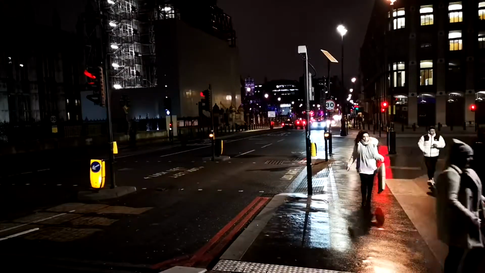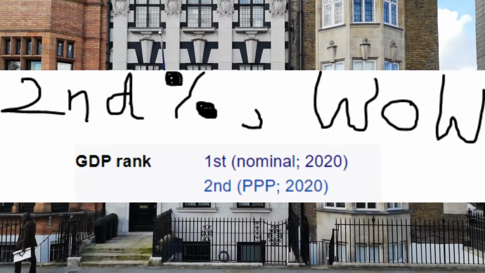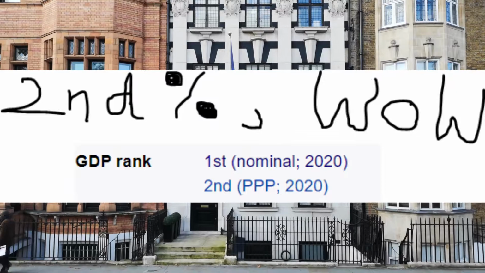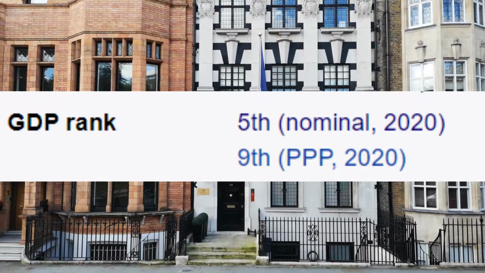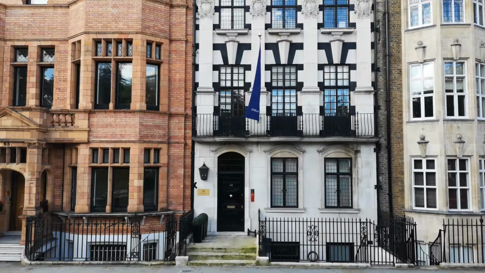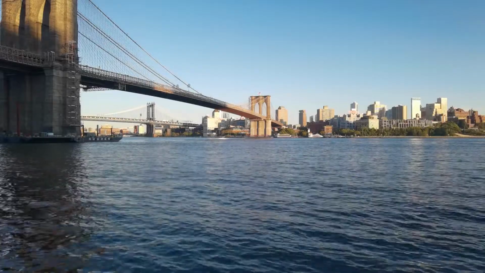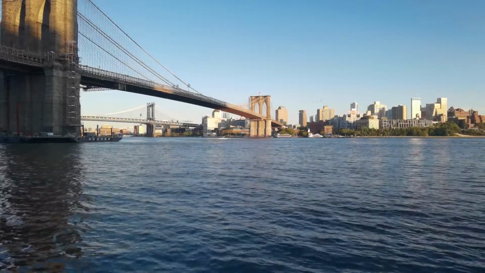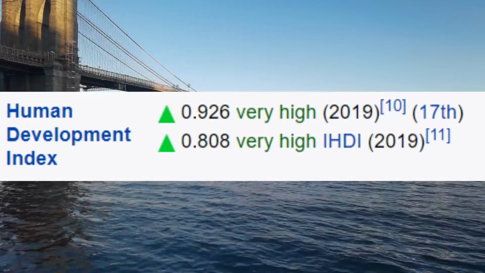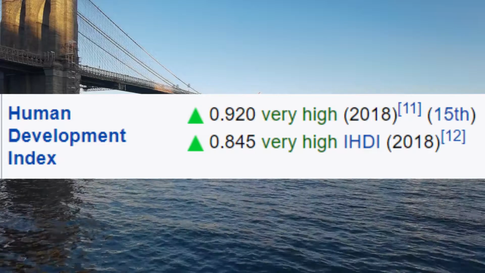Now, how do they rank globally? The US stands in at 2nd in PPP GDP and 1st in terms of GDP. The UK stands in at 5th in GDP and 9th in terms of PPP GDP. If you don't know what is purchasing power parity, PPP, check out this video where I go in detail on the topic. Now, what about their HDI, Human Development Index? The UK has an HDI of 0.920 and the US has an HDI of 0.926.